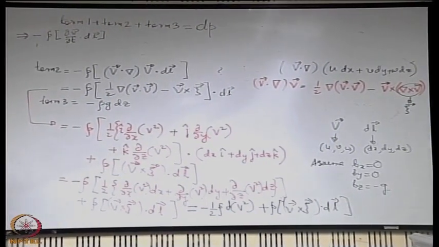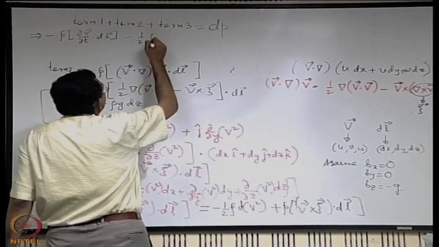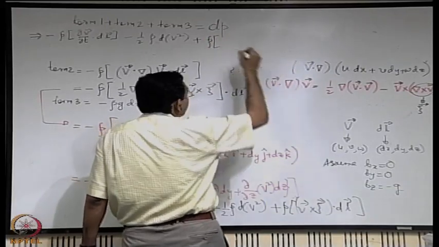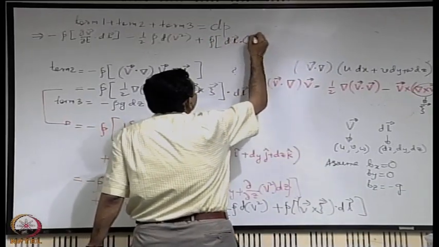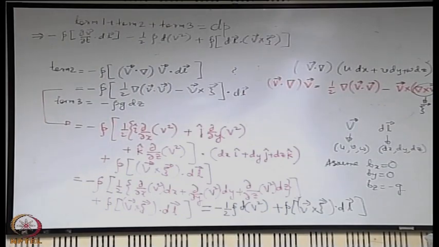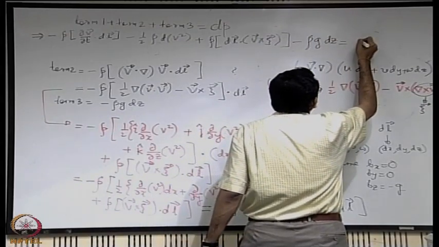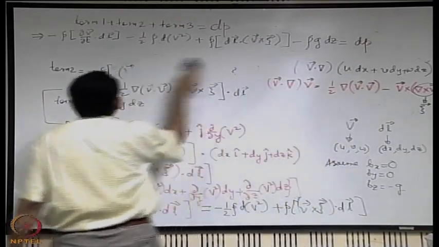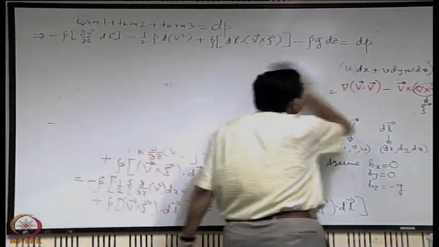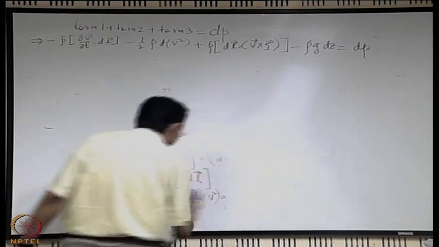Then in place of term 2 we will write minus half rho dv square plus rho, maybe let us write dl dot v cross zeta, that is the term 2, and term 3 is minus rho g dz is equal to dp. This is a compact form and it is possible to simplify it even further based on certain special cases. So what special cases we will be interested in, let us see.